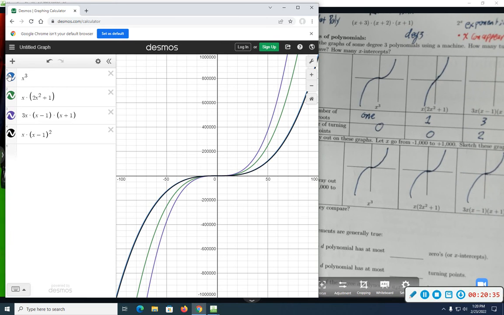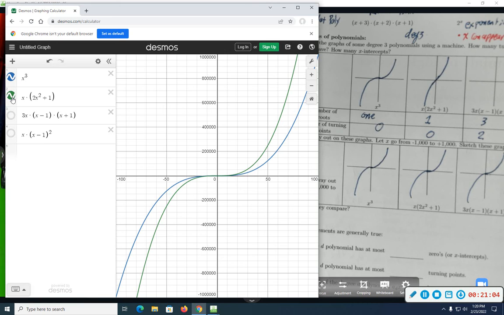So I'll leave the blue one. The blue one is x cubed. There's just x cubed. There's x times 2x squared plus 1. How does the green graph compare with the blue graph? Would you believe it if I said if you took any of the y coordinates on the blue graph and doubled them, you would get a y coordinate on the green graph?